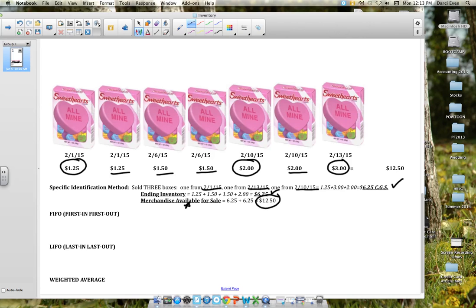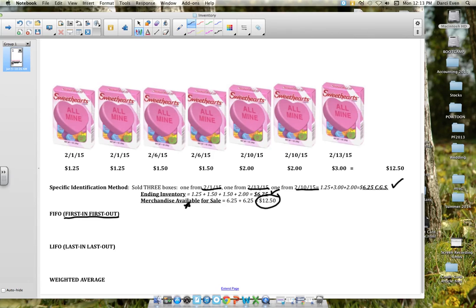The next one we're going to look at is called FIFO. And that stands for first in, first out. FIFO. They just use that for a shorter method. And so first in, first out means that they're assuming that the things that we bought in the beginning would be the things that we would sell first. So I'm just going to erase our marks here from before, and we'll start over.